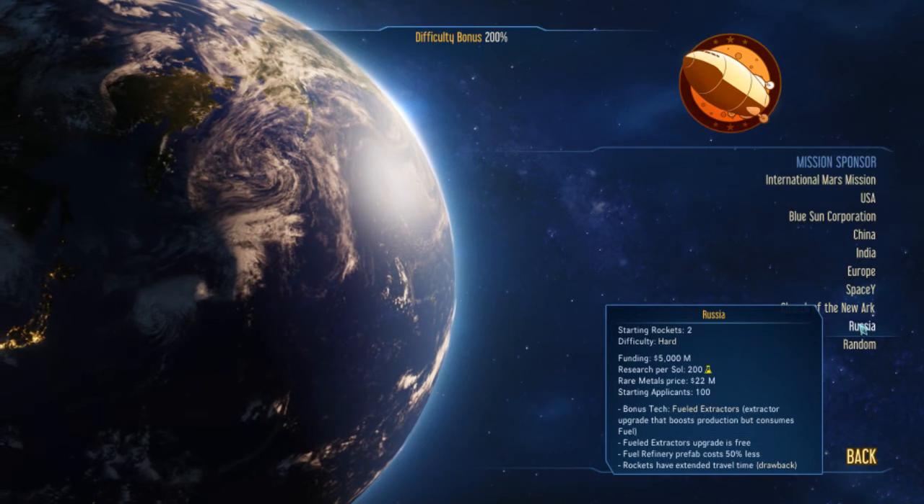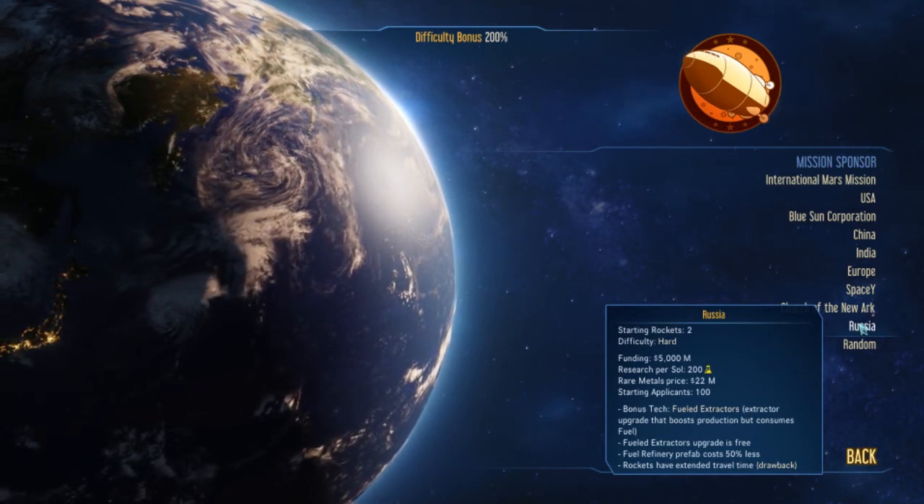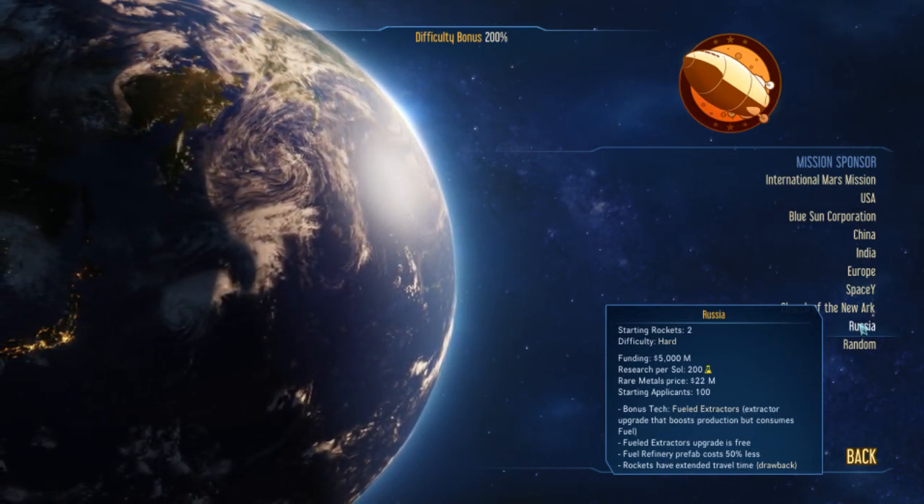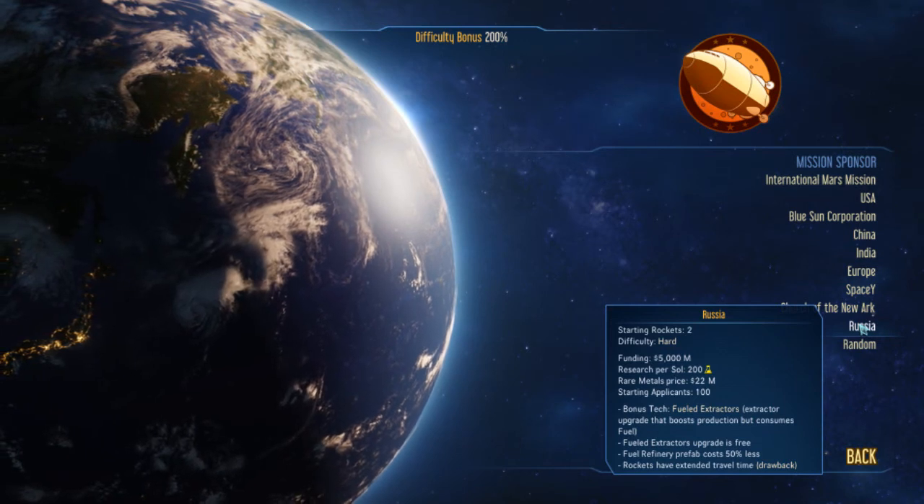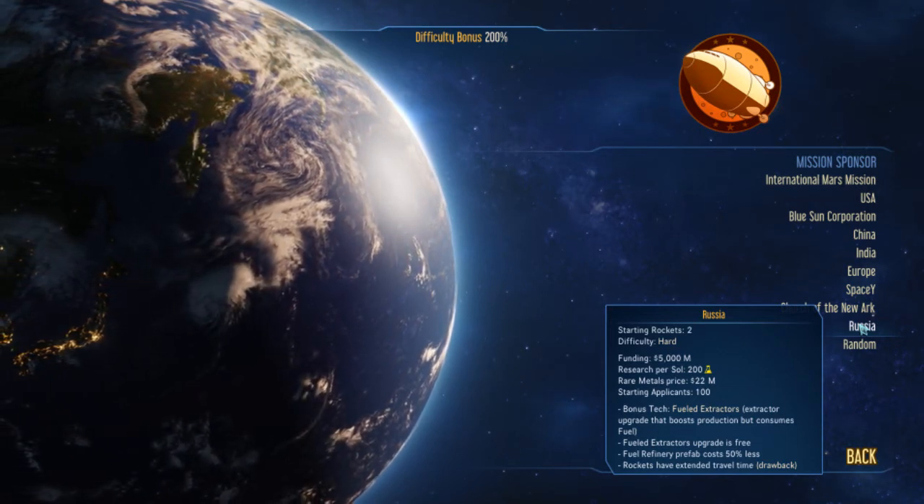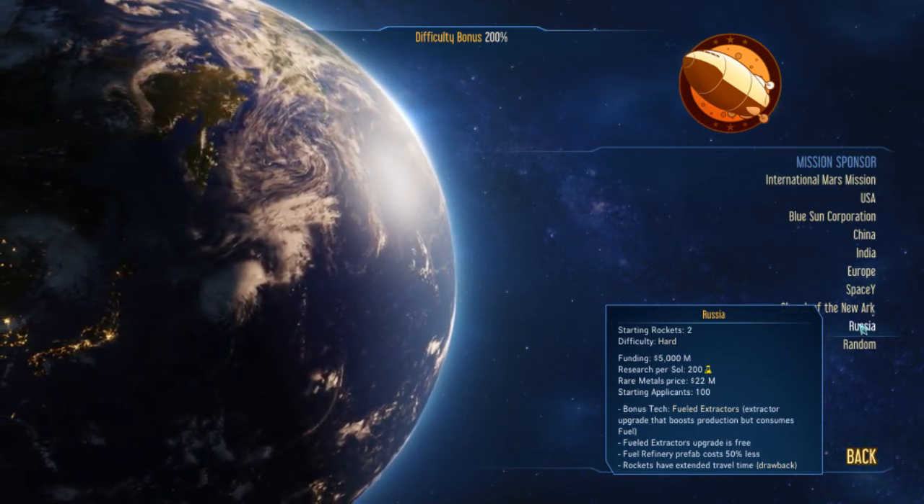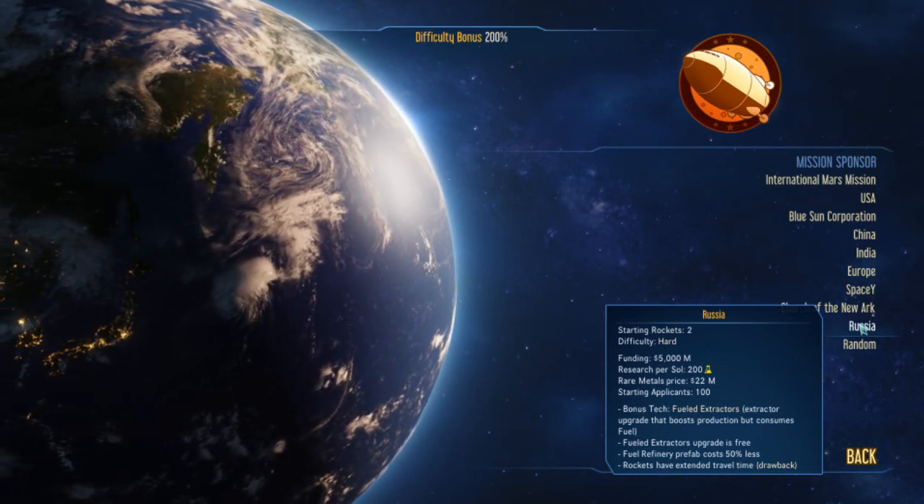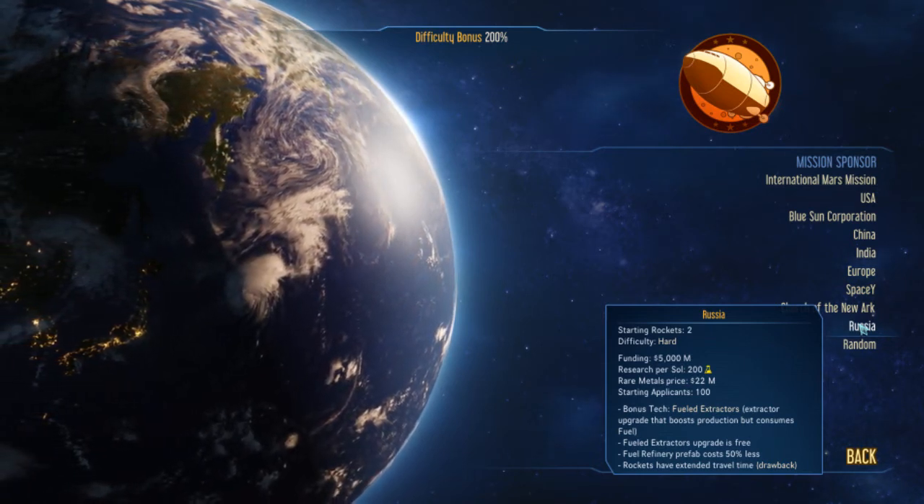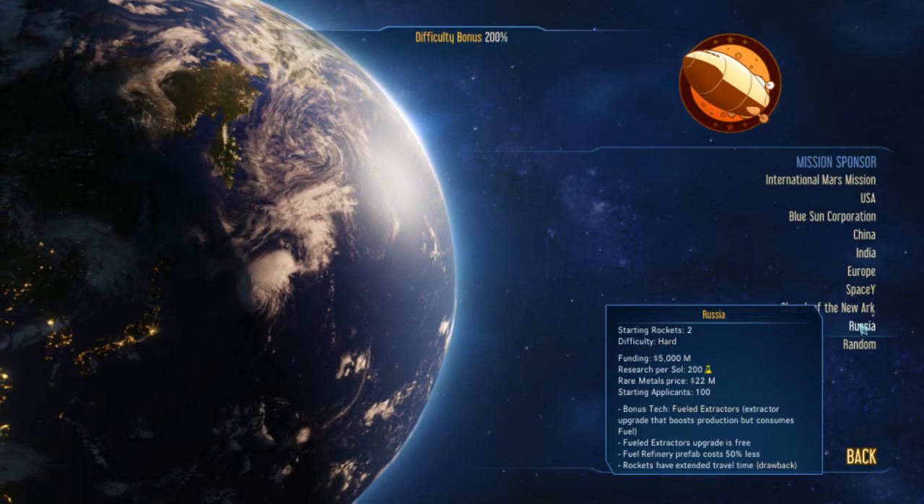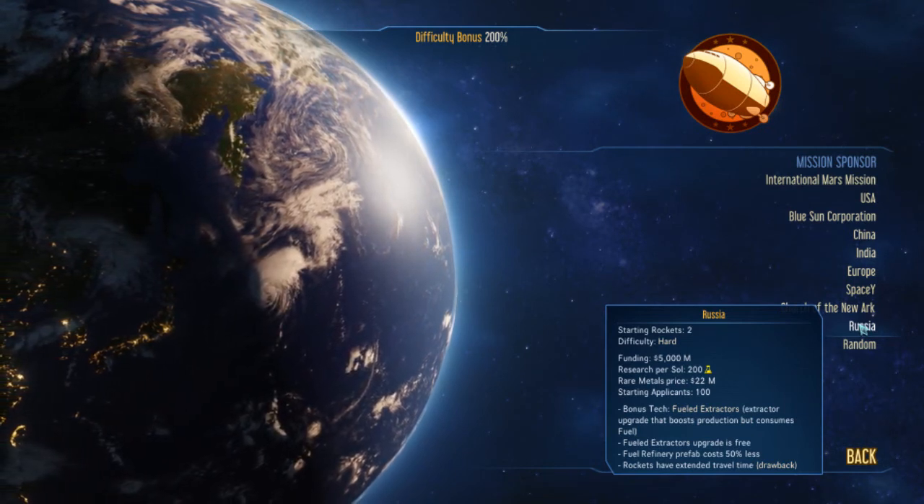Russia, they start off with 2 rockets, just enough to get by. They start off with 5 billion in funding, which is quite low. Research per soul is 200. Rare metal price is only 22 million, and they start off with 100 applicants. Now, what's nice about these guys is that the bonus tech field extractors is quite nice. It's a good way to get more resources quite quickly.